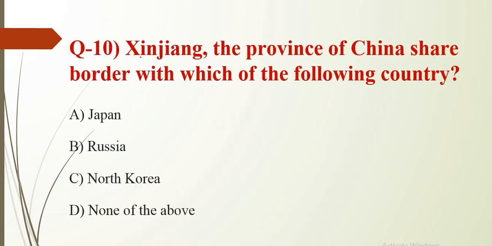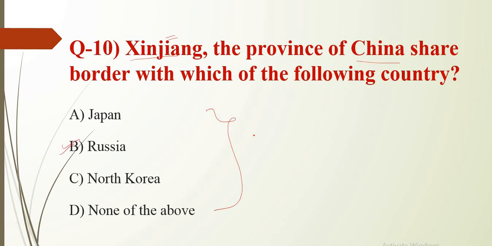Now question number 10 and last of the series. Xinjiang, the province of China, shares border with which of the following country? In the given options, you have to choose with which this province shares the border. So the correct option here is B, that is Russia.